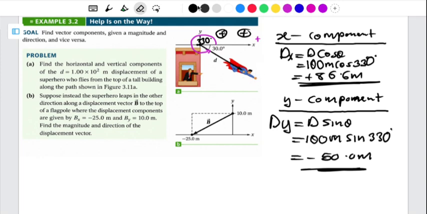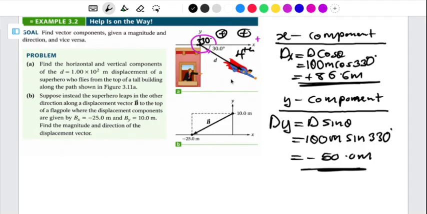Okay, so we have used the actual angle to find the components, that is the x component and the y component. Now let's use the same method that we have been given to find the x component as well as the y component. So in which quadrant first is this? This quadrant is the fourth quadrant.